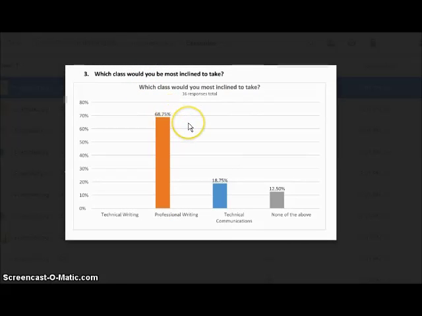Here's a good example of a bar chart as well. This has a lot of good data. I like this. She did a good job of including the data point. So technical writing, even though nobody selected that, she still included that on her chart because that's the ethical thing to do, right?